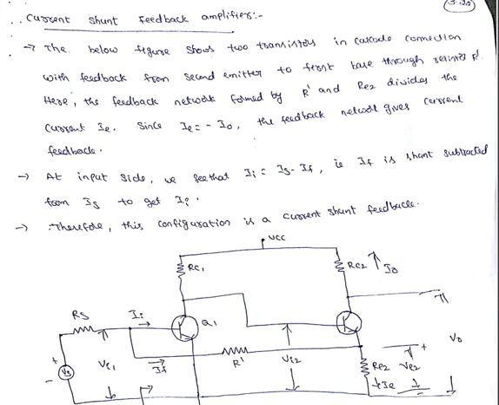At the input side, we see that Ii is equal to IS minus IF. So IF is shunt subtracted from the IS to get Ii. So therefore this configuration is a current shunt feedback. So current sampling and the mixing is the shunt mixing. This is the diagram it shows here.